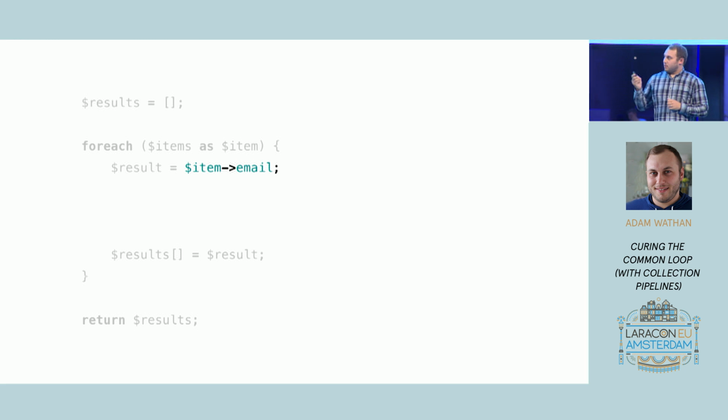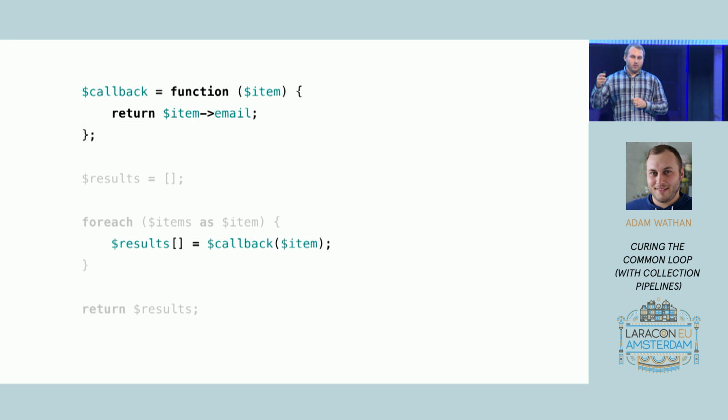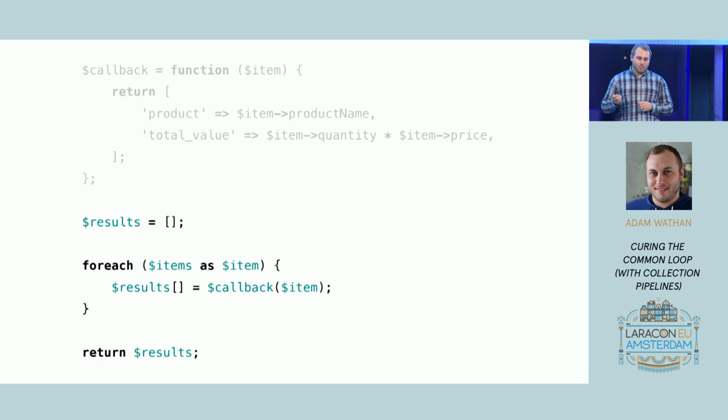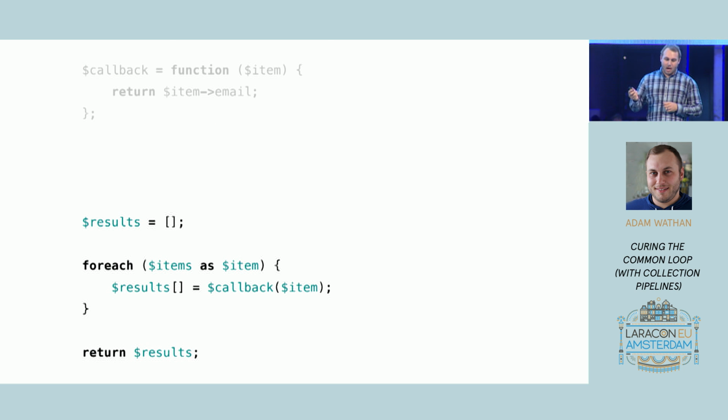So if we take this little piece of code here where we're extracting the email from the item, and we extract that out into a callback that takes the item and returns the email associated with that item, and replace the code underneath with just executing that callback and passing in that item, we can do that exact same thing with this example. And now we have two pieces of code at the bottom that are exactly the same, and we've parameterized the difference between those two pieces of code.